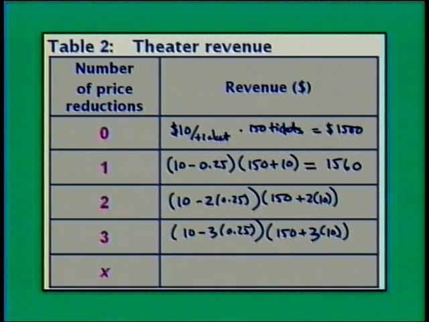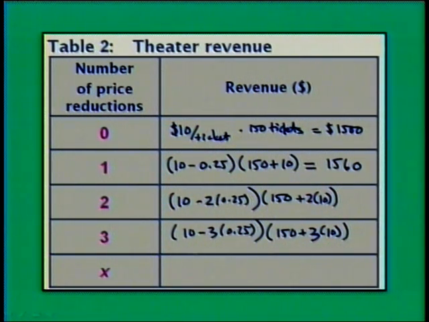So now let's suppose that x is the number of price reductions. Can we see a pattern? Well, what's changing is what we're multiplying 25 cents by. First we multiply it by 1, then by 2, then by 3. This is the number of price reductions, which we're calling x. Let's look at the number of tickets sold. We take 150, first we add one 10, then we add two 10s, then we add three 10s. So 3 is the number of price reductions.